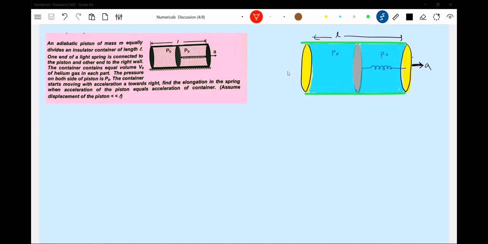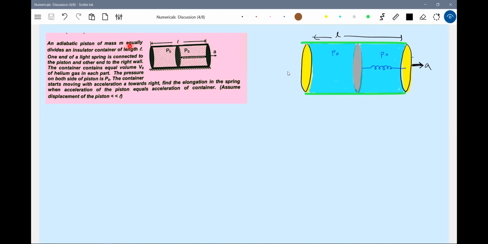So what is the state initially? Better read the question. Adiabatic piston of mass m. The piston is non-conducting. Where is the piston? The piston is this one. Adiabatic piston of mass m equally divides an insulated container of length L. One end of a light spring is connected to the piston and the other end to the right wall. The container contains equal volume V0 of helium gas in each part.